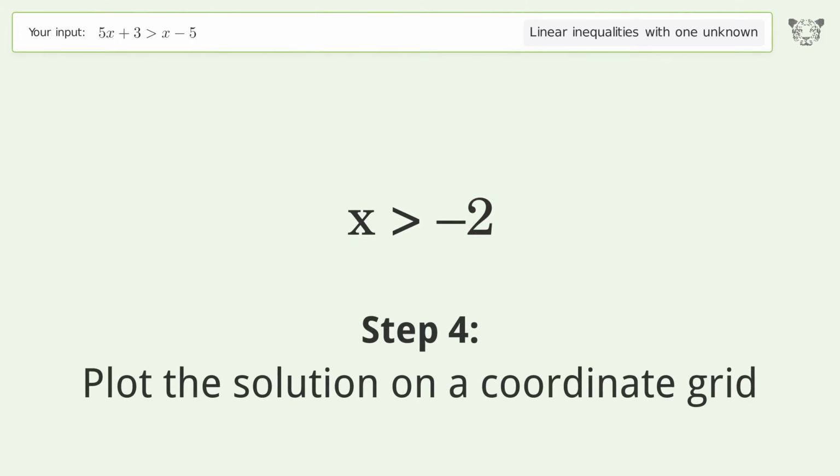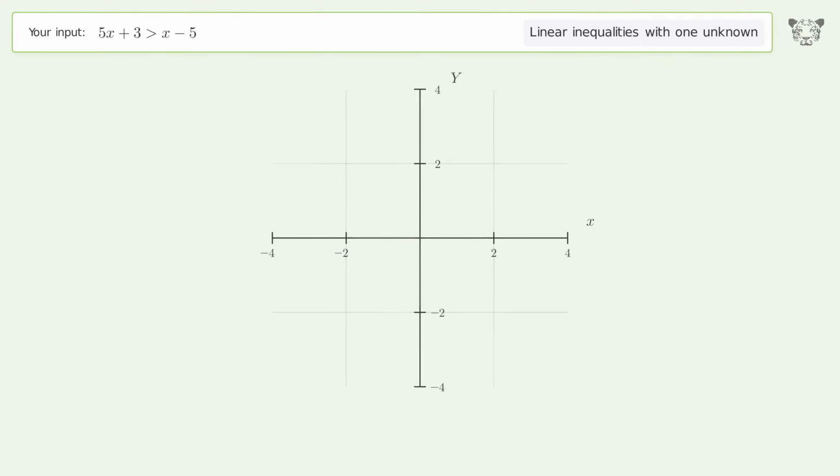Plot the solution on a coordinate grid. And so the final result is x greater than -2.